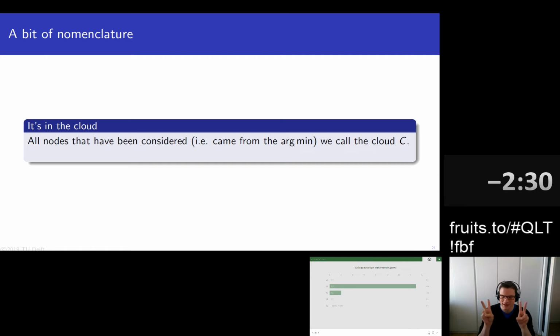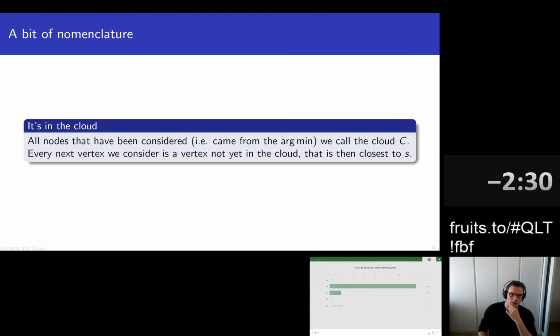We have this cloud of vertices that we've already considered. To start with, it's just the start node, and then the closest neighbor gets added, and then the closest neighbor to this cloud gets added, and so on and so forth. So every next vertex we consider is a vertex that's not yet in this cloud, but is now the closest to S. That's the way we define this cloud.